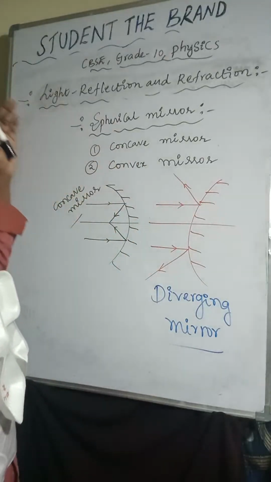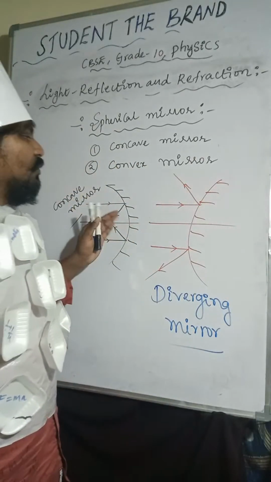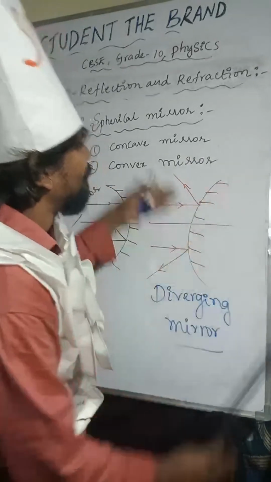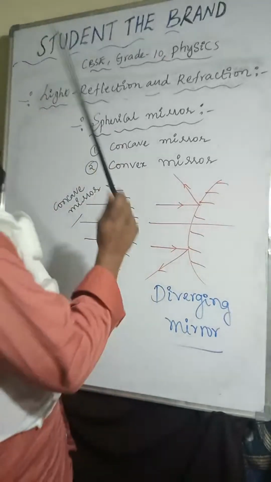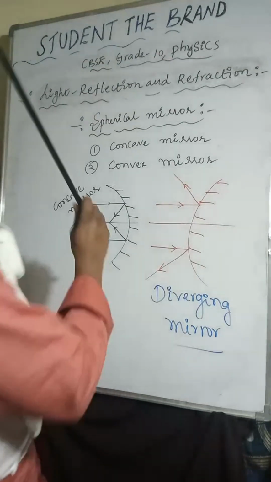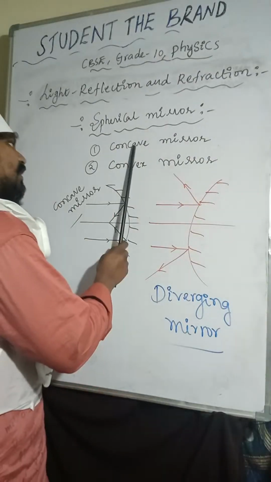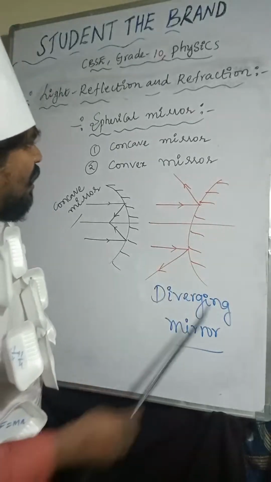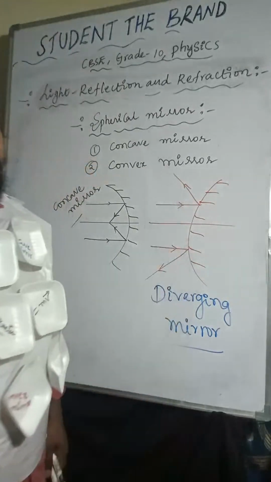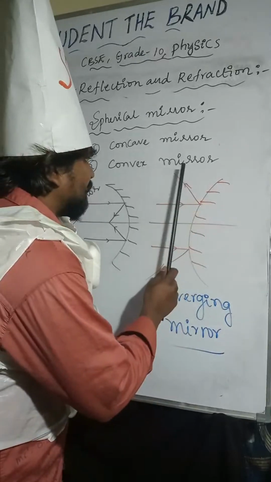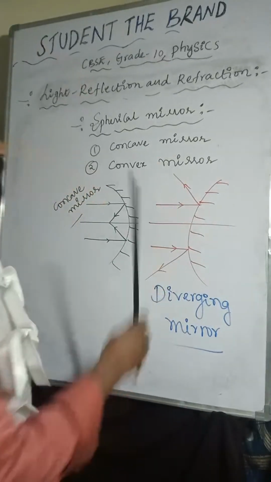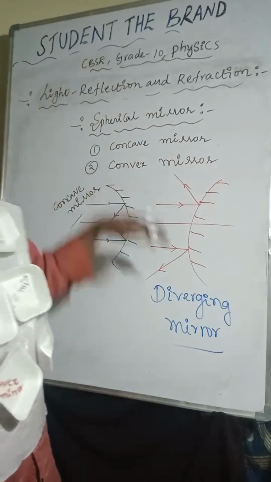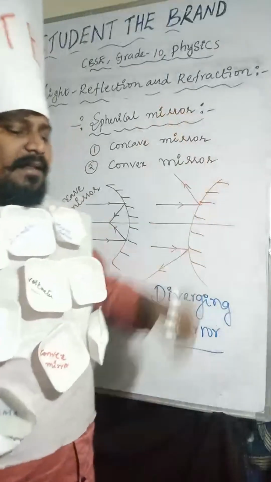In a concave mirror, reflected light rays move towards the principal axis. Here you can observe the reflected light rays moving away from the principal axis. That's why a concave mirror is called a converging mirror. Coming to the convex mirror, the convex mirror is called a diverging mirror. So these come under spherical mirrors.